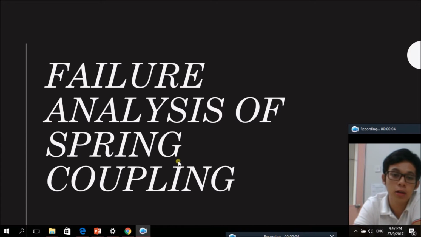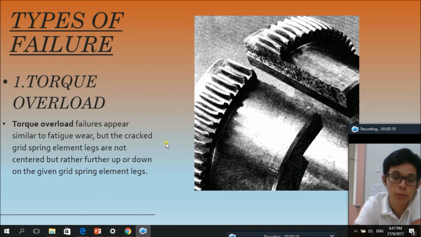Hi everyone, so now I'm going to talk about the failure analysis of spring coupling. Basically, here I will discuss 3 types of failure. The first type of failure is the top overload failure. Top overload failure appears similar to fatigue wear, but the grid spring element legs are not centered but rather up or down on the given grid spring element leg. As the picture shows here, there is an up and down.